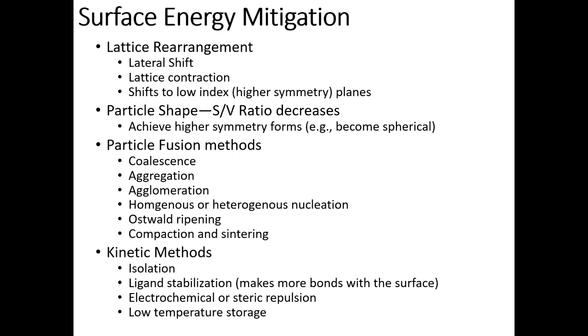Particle fusion, coalescence, aggregation, agglomeration, nucleation. This process is also called ripening, which is just like what I told you, the crystal just gets bigger and bigger. Compaction and sintering. If I compact something, I'm going to reduce the total surface area. Kinetic methods, of course, you can isolate them. You can ligand stabilize them. Make more bonds with the surface. Electrochemical or steric repulsions, low temperature storage.